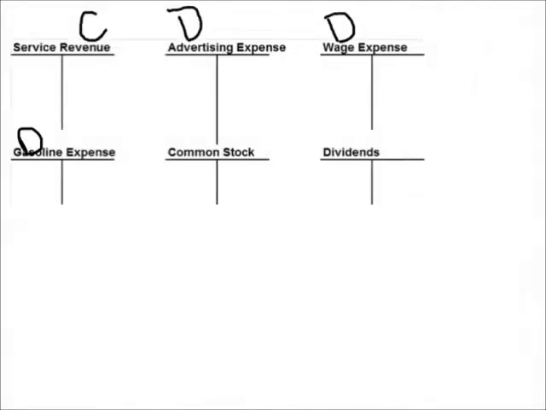Common stock and dividends are equity accounts. The normal balance for equity accounts is a credit. The normal balance for a dividend account, however, is a debit. A dividend account is a contra account. Contra meaning opposite of normal.